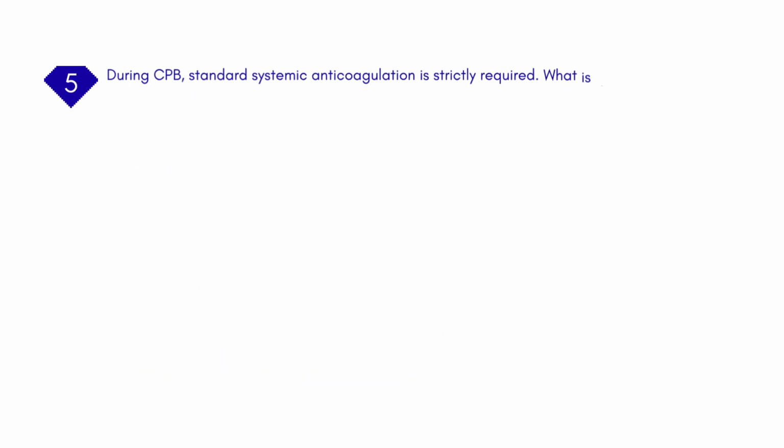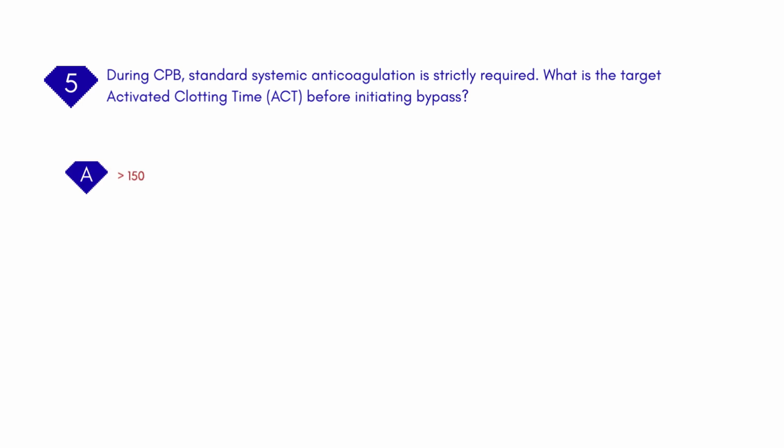During CPB, standard systemic anticoagulation is strictly required. What is the target activated clotting time, ACT, before initiating bypass? A. Greater than 150 seconds. B. Greater than 250 seconds. C. Greater than 480 seconds. D. Greater than 1000 seconds.